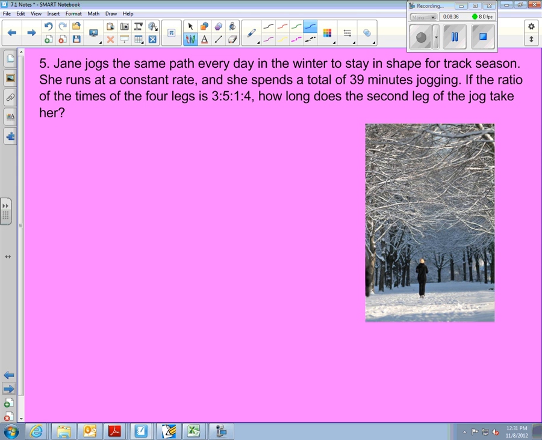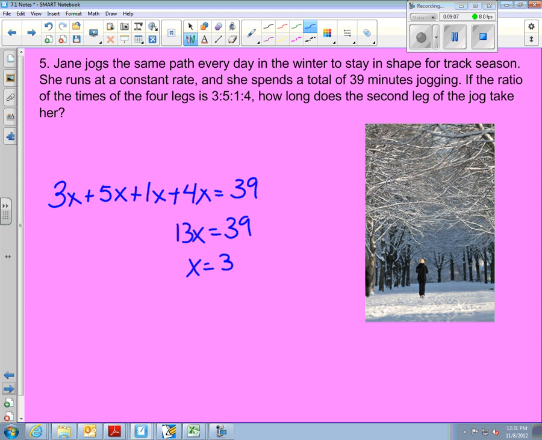So first we need to find out how much each individual one will take. So we're just going to throw an x in with each leg. And those total are going to be 39 minutes. So if I add up all my x's, I get 13x equals 39. So x equals 3. So go ahead and take that 3, and now we're going to look for our second leg, which is right there. So we're just going to plug 3 in with that. So the second leg takes 15 minutes.